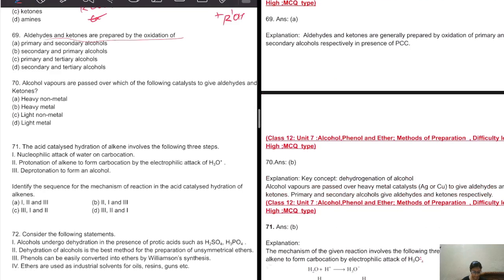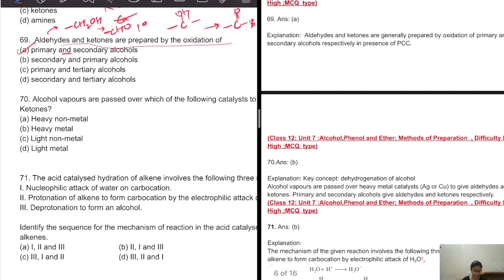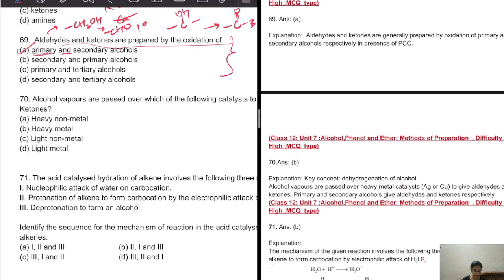Aldehydes and ketones are prepared by the oxidation of, this is really easy. See, if I have CH2OH, it can be converted to CHO. That is a primary alcohol. And if I have a ketone, what do I need? Secondary alcohol, because it is this case. Then upon oxidation, we'll have this. Okay, so the answer would be primary and secondary alcohols. You have to keep in mind the correct thing. It should not be secondary and primary. The order here is important. Now let's see the next question.